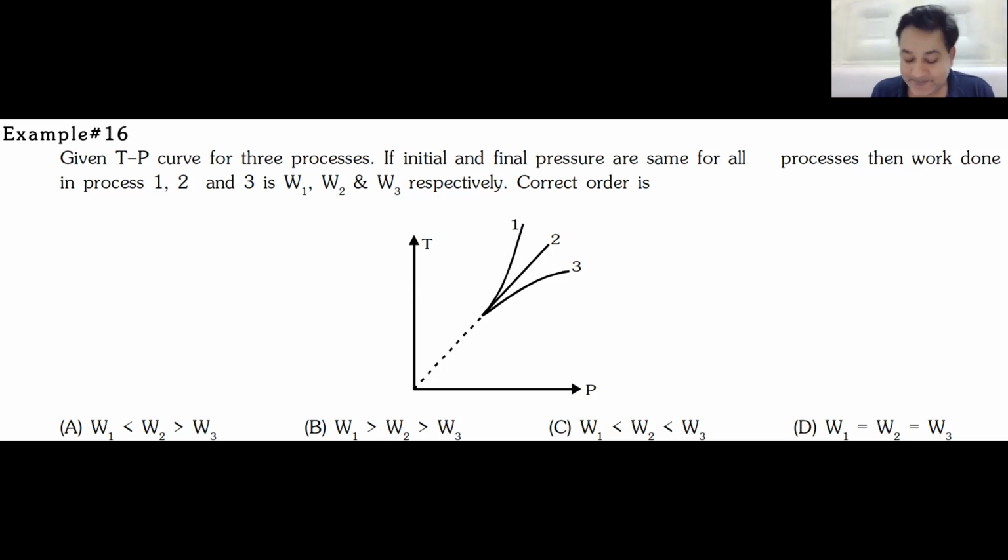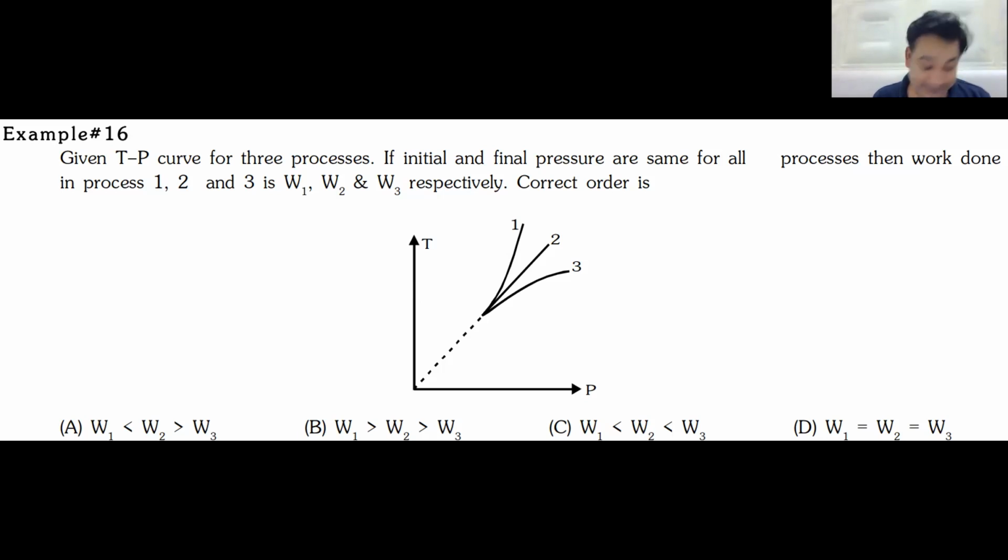The correct order is... Sir, B. Which one? B. What is the logic behind it? Area under the curve. Area under the curve? TP graph? Yeah. It's not a PV graph, bacha. It's a TP graph. Okay.